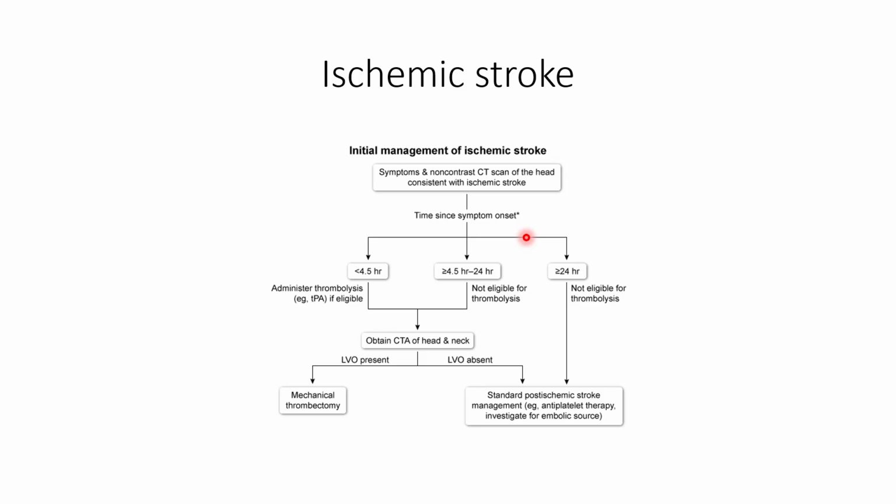In both cases, you have to order a CT angiogram of the head and neck. Why are we doing that? To find out if there is a large vessel obstruction present or not. If there is large vessel obstruction, you should do mechanical thrombectomy.